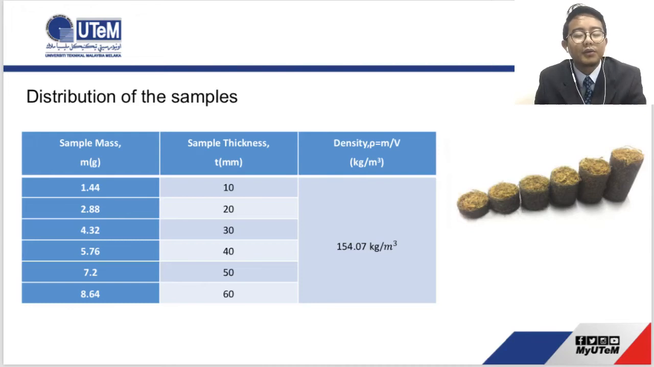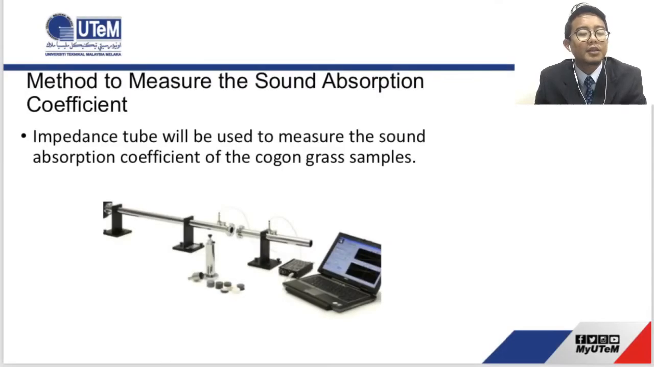The sample thickness differs from 10 mm to 60 mm. The mass also differs, because this makes sure the density remains the same. The method used to measure the sound absorption coefficient is the impedance tube, which will be used to measure the sound absorption coefficient of the COGON glass samples.